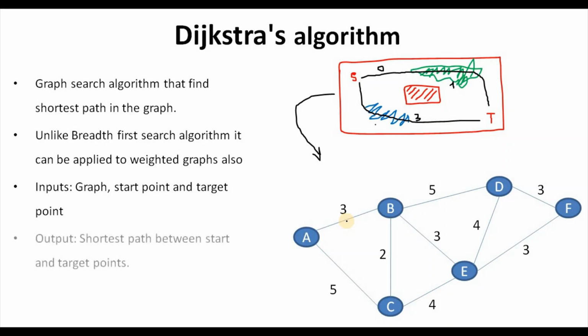So what's the output of this algorithm? Dijkstra's algorithm gives you a shortest path from the start node to your target node. Actually, it gives you the shortest path from the start node to each and every node. When you apply Dijkstra's algorithm on this graph, when the algorithm stops, it will give you a shortest path between A to C, A to B, A to E, A to D, and A to F.